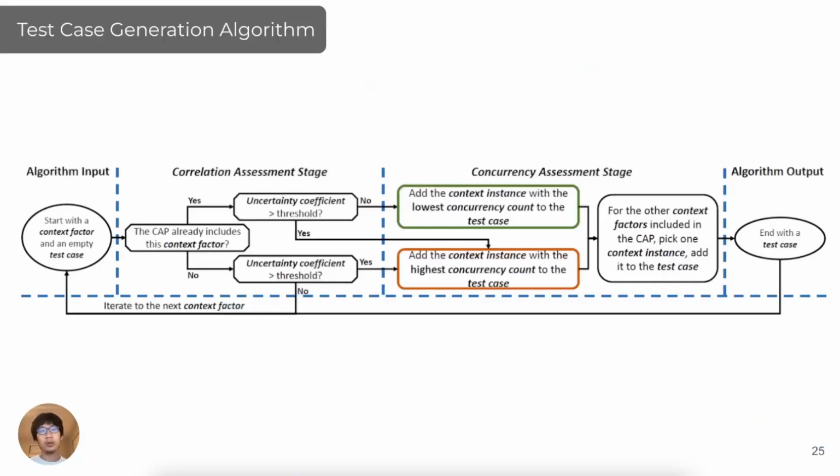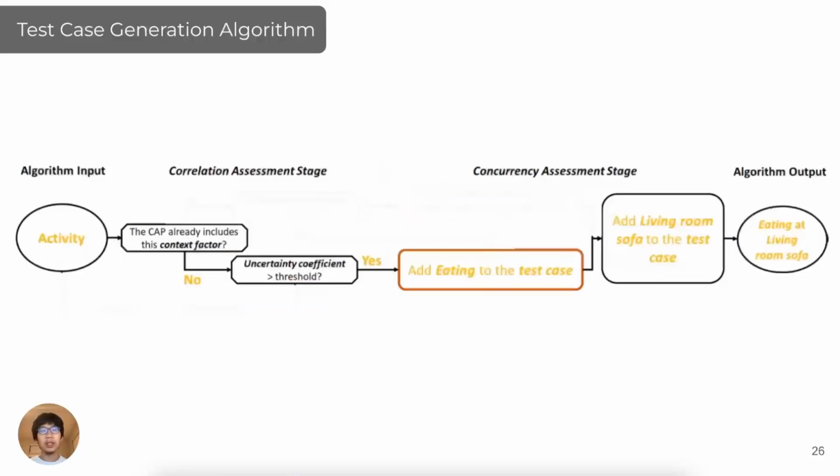Each run of this algorithm will iterate all available context vectors in the context history, which generates a series of test cases for 1 context vector included in the original CAP. Here, assume the initial CAP is turn on the TV when I'm at the living room sofa. And there's only 1 context vector included in the CAP, location. Let's say at 1 iteration, the target context vector is activity. After this run, the generated test case is eating at living room sofa.